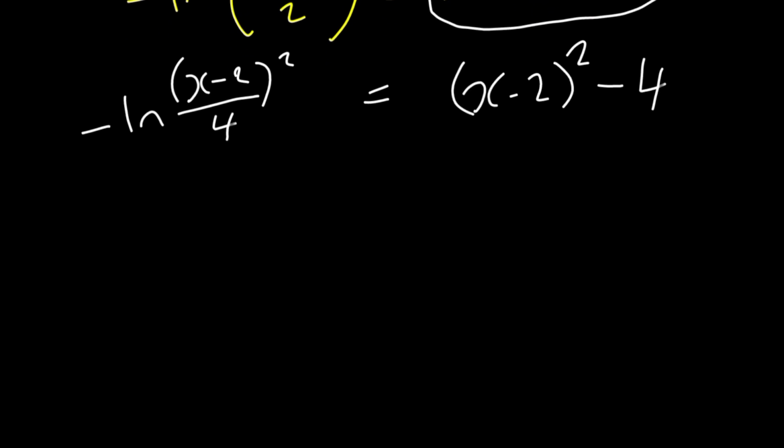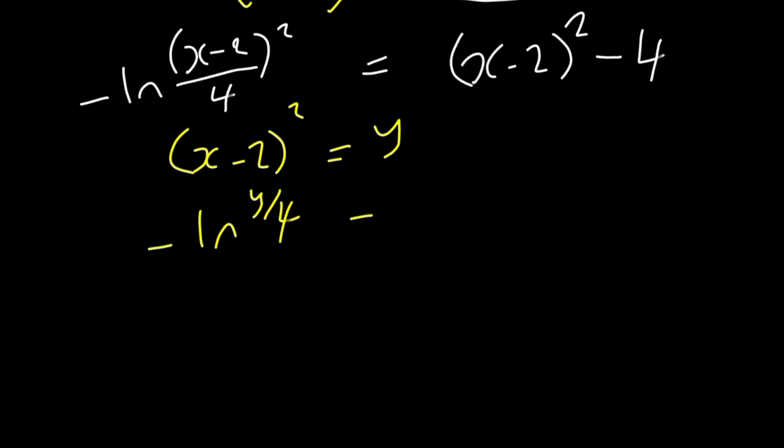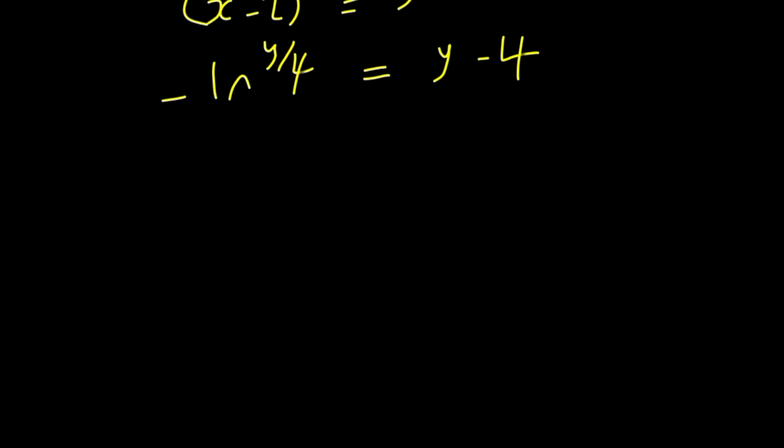Then from here we can make use of a brilliant substitution. We can say let (x−2)² = y. Therefore here we'll be writing this as −ln(y/4) = y − 4. So from here, let us try to eliminate this negative coefficient by multiplying all through by −1. Then we're going to have ln(y/4) = −y + 4, the sign flips.